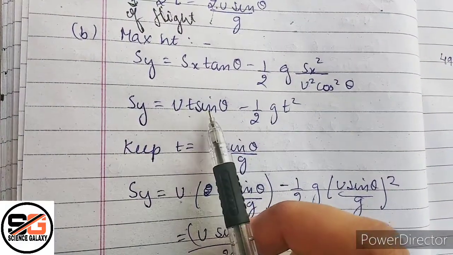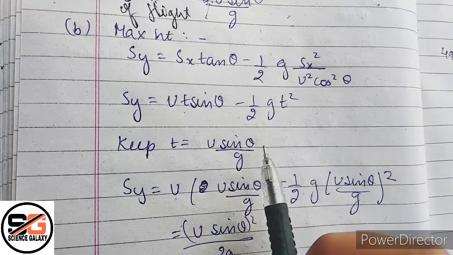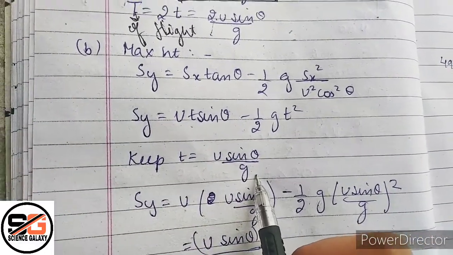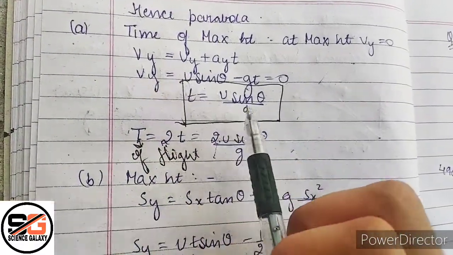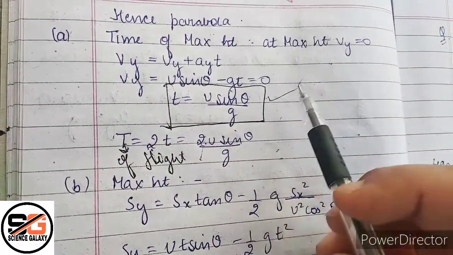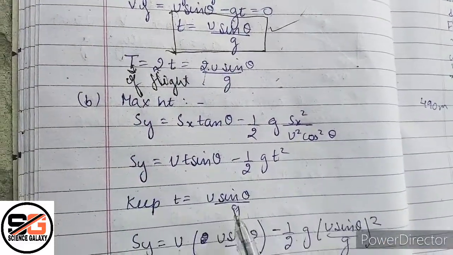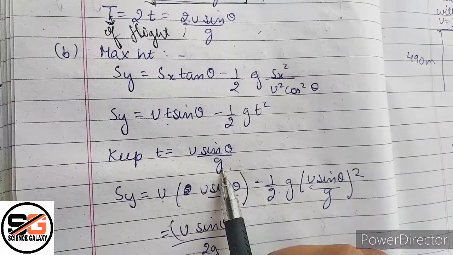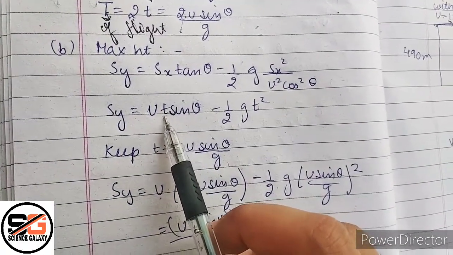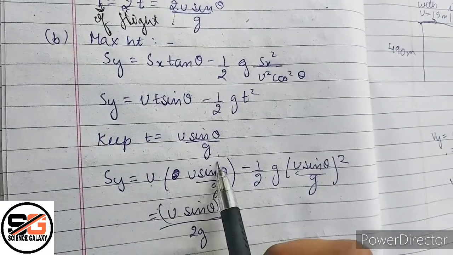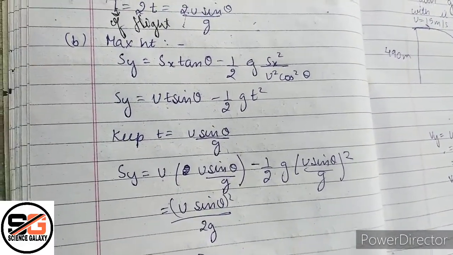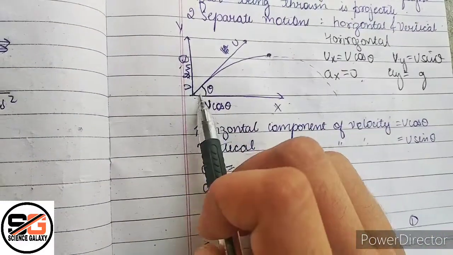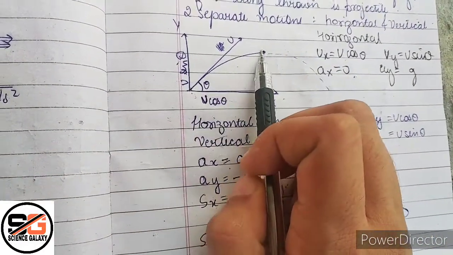Sy is equal to u t sin theta minus half gt square. We would write t to be u sin theta upon g, which we already calculated. Time for maximum height was u sin theta upon g. So in place of t, we would write u sin theta upon g. For covering maximum height, the object moved from this point to this point.